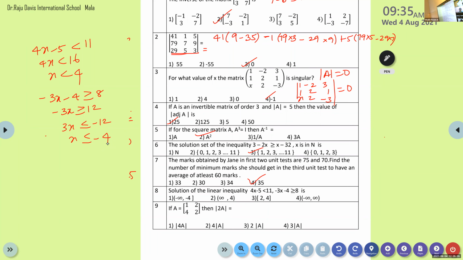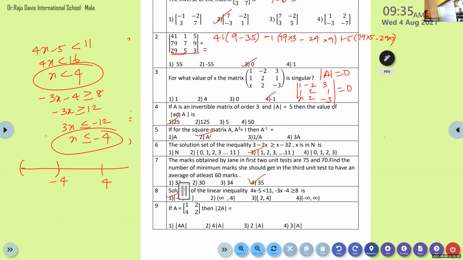So what will be the answer? Which is common to both? We have to consider here x is less than 4, here x is less than or equal to minus 4. So what is the possibility? Here up to 4. Here we have less than or equal to minus 4. So which is the common part? Minus infinity to minus 4.